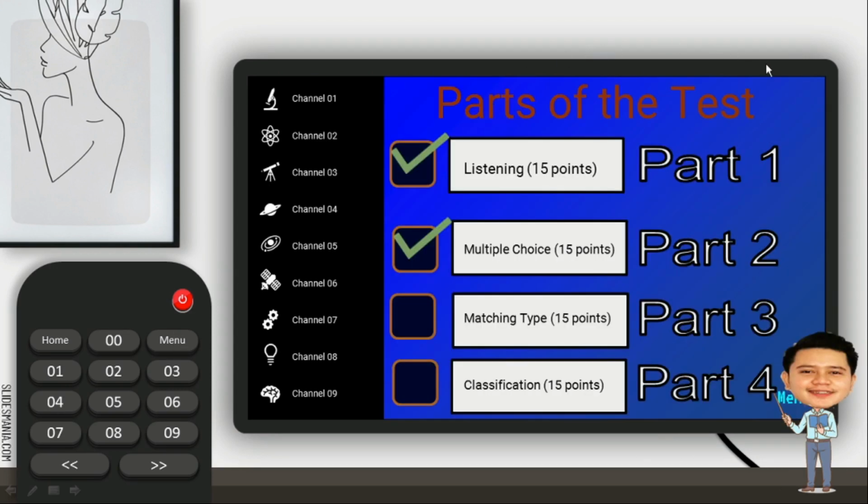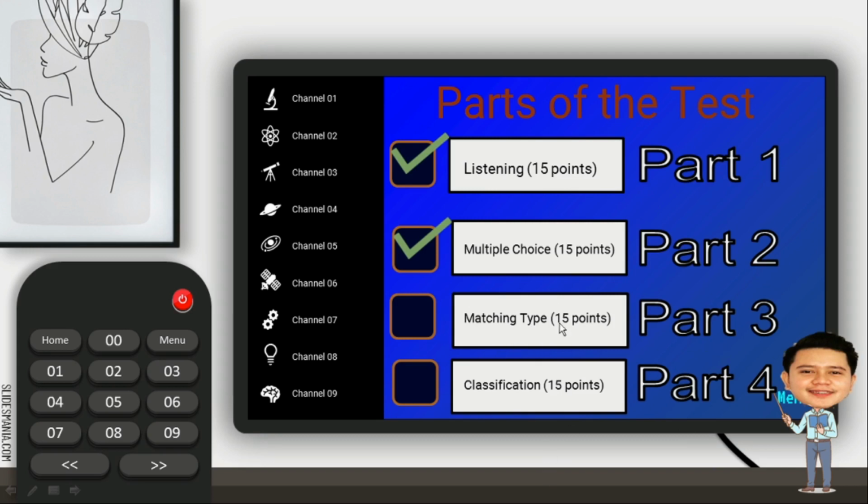Once again, let us review the parts of the test. We have part 1, part 2, part 3, and part 4. Last week, we already discussed part 1 and part 2. Part 1 is the listening, and part 2 is the multiple choice. So this week, we're going to discuss part 3 and part 4.